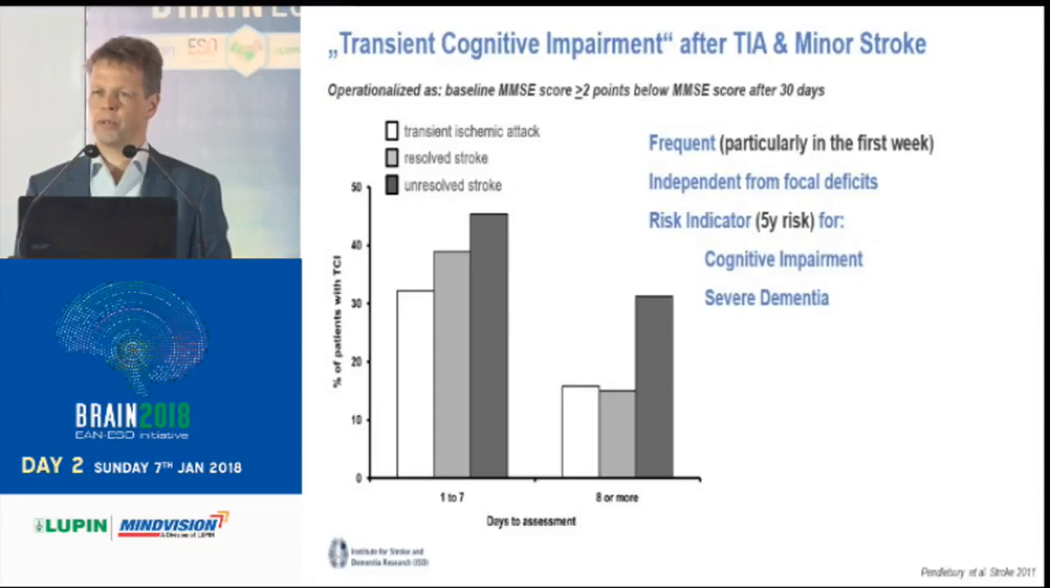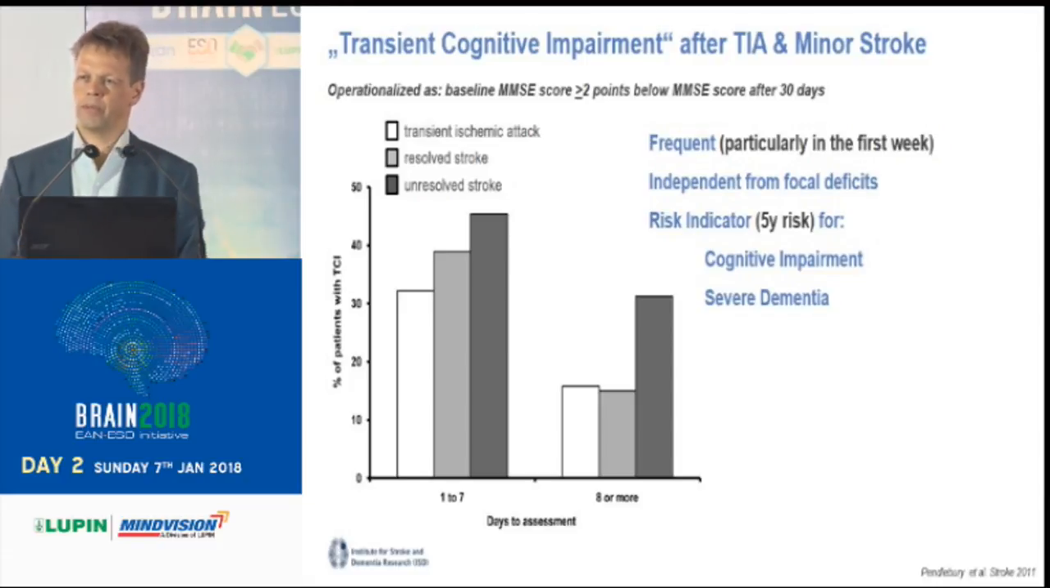And in this case, it was operationalized as a Mini-Mental score at least 2 points below the Mini-Mental score when tested again 30 days after the acute stroke. And what you see here is that transient cognitive impairment occurs in patients with a TIA, that's the white bar, in those who have a resolved stroke and those who have an unresolved stroke.